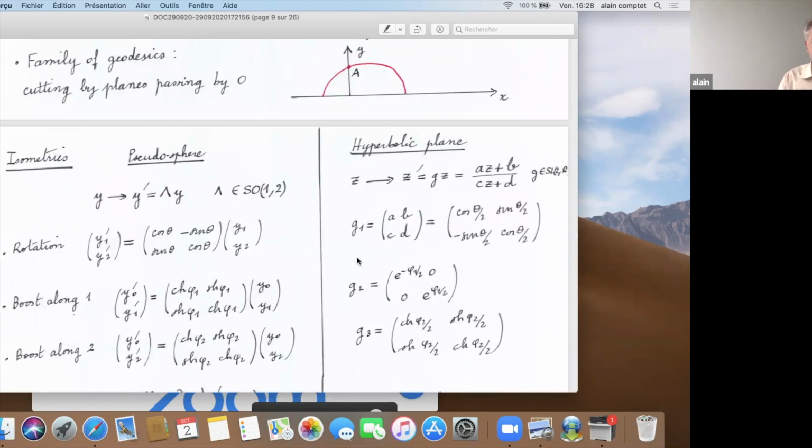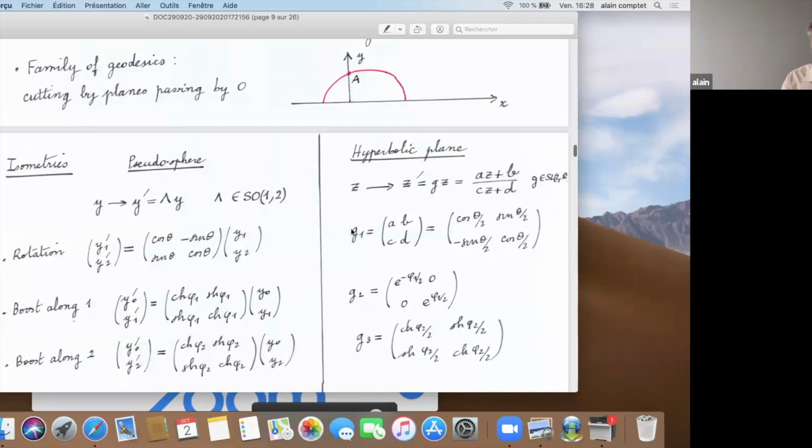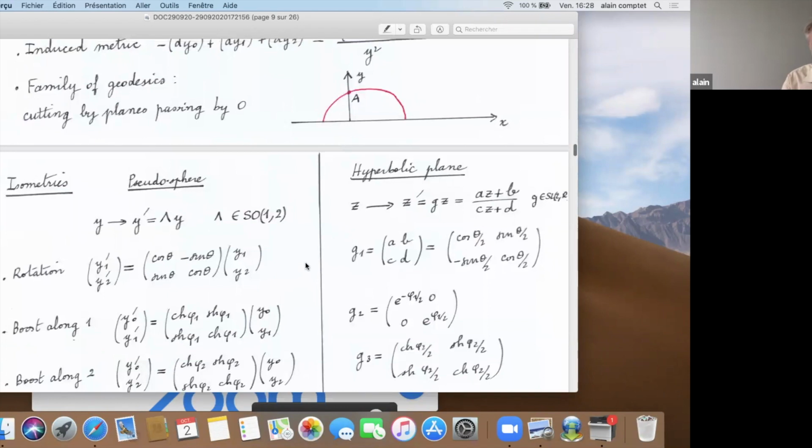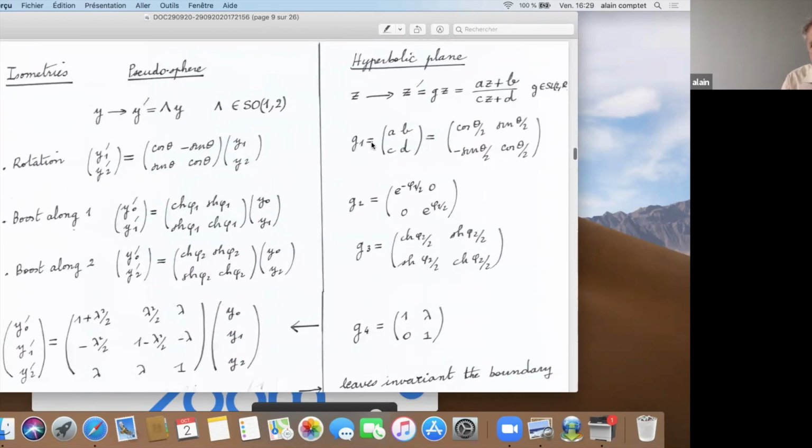Indeed, if you apply Lorentz transformation on the hyperboloid, you will stay on the hyperboloid. So this will leave the hyperboloid invariant. So any Lorentz transformation can be constructed either from a rotation or from the product of rotation and certain boosts. Here you have one rotation only in 3 dimensions, rotation in the y1, y2 plane, and 2 boosts, and their image in hyperbolic plane are these elements G1, G2, and G3.